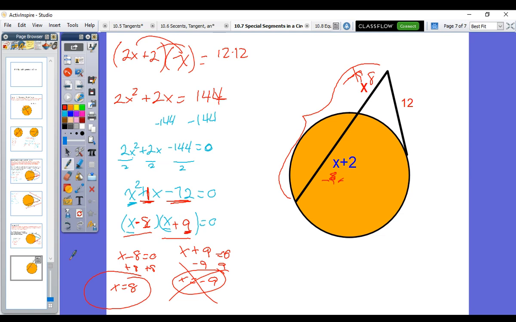Oh, and usually people ask, like, what if it's two tangents? Well, we talked about this two lessons ago. If it's two tangents, then they're exactly the same distance. Both distances are the same.